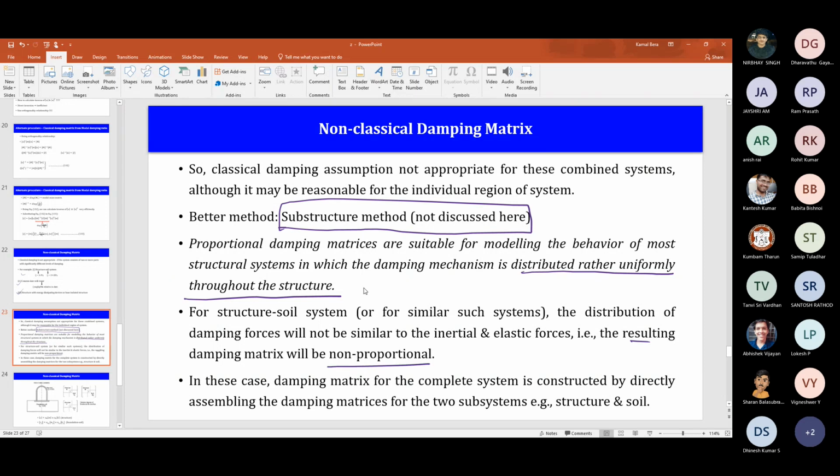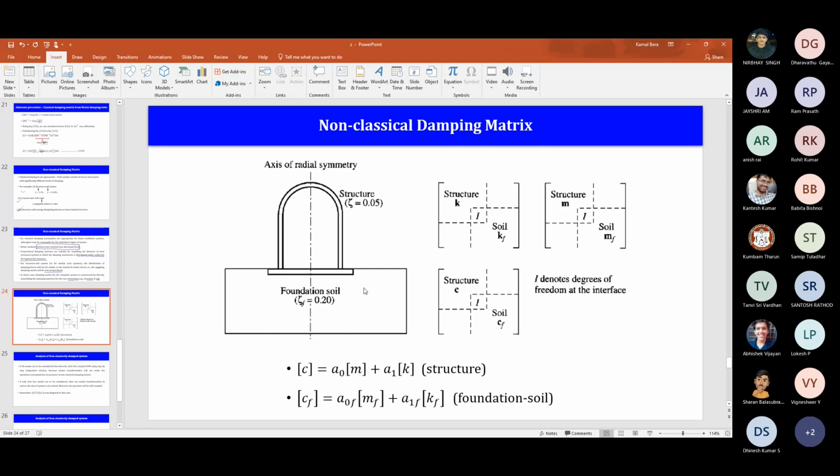In these cases, the damping matrix for the complete system is constructed by directly assembling the damping matrices for the two subsystems, for example structure and soil. How to do that? Let's say this is the structure, and this is my soil, with damping ratio 5% and 20%. I will first find the mass and stiffness matrices for the structure, and those for the foundation. They are individually proportional, but when we combine them, they are not going to be classical. So as per Rayleigh damping for the structure, and Rayleigh damping for the foundation, you can combine them and form the final non-classical damping matrix.